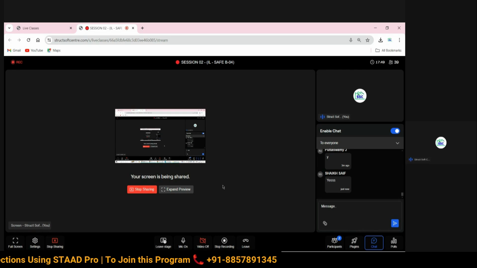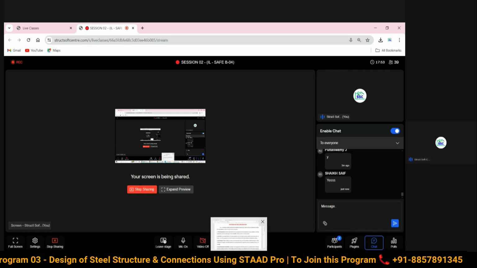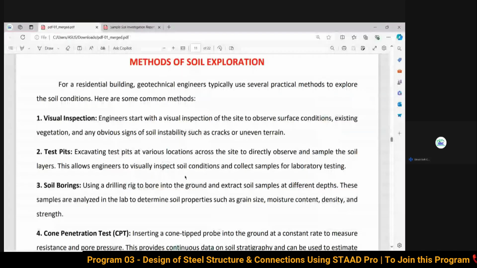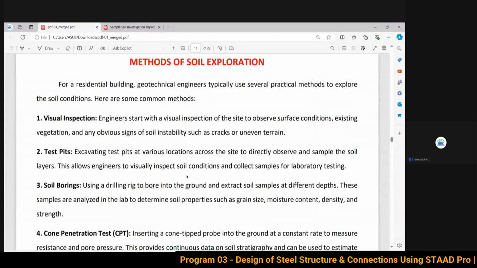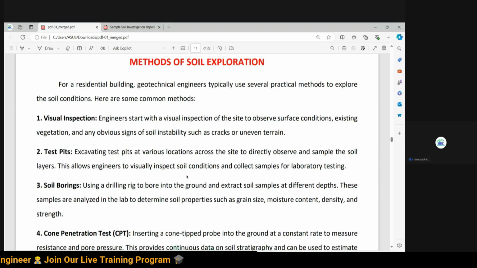When the project is not that important, one or two boreholes and one or two test pits are going to be chosen. But when it is a big project, when you have to cover a very large area, in that situation you need to choose the number of boreholes and the number of test pits. So all of this depends on the importance of the project.